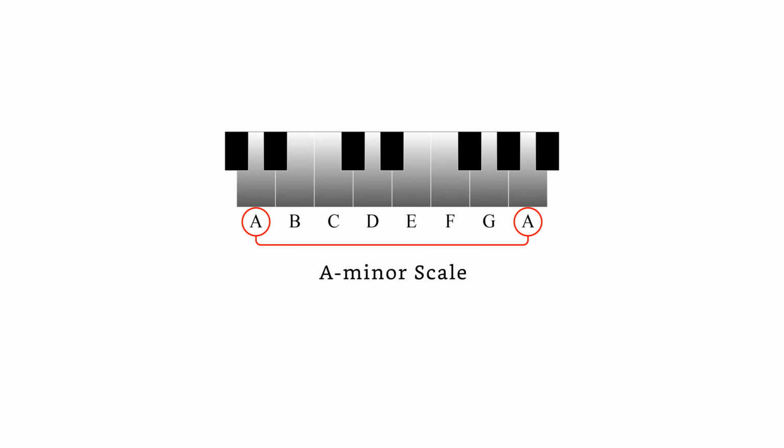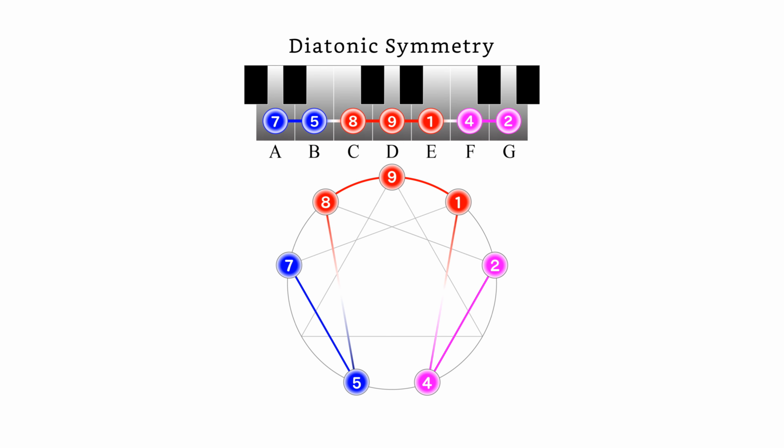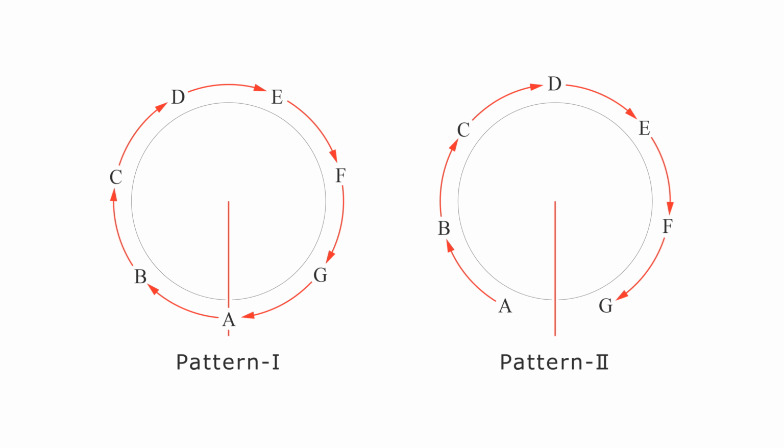Technically, A minor scale is from A to A. However, in this figure, the latter A is missing. The reason can be explained in the following way. Repeating elements can be divided into 2 different ways, as illustrated. In pattern 1, A, which is one of the repeating elements, is on the dividing line. Therefore, each set of elements has 2 A's. On the other hand, in pattern 2, each set of elements does not contain the same element repeatedly.